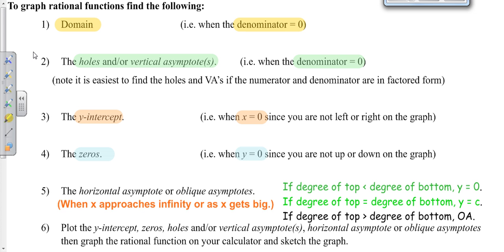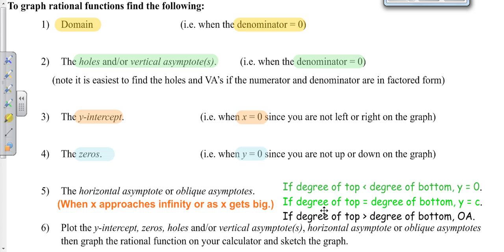When you are graphing rational functions, I want you to follow these steps. I want you to go ahead and find the domain, and that's when you look at when the bottom is 0. Find your holes and vertical asymptotes, and that's also looking at the bottom being 0, but you're going to want to have the top and the bottom both factored. We'll then find our y-intercept, and that's when x is equal to 0. We'll find our zeros where we cross the x-axis, and that's when y is equal to 0. Then we'll look to see if we have horizontal or oblique asymptotes.